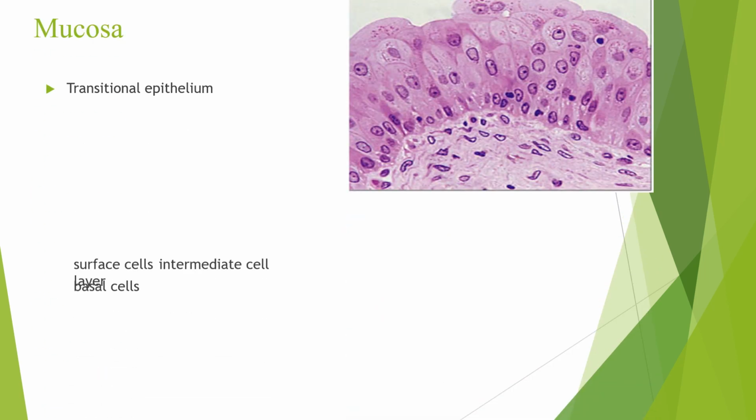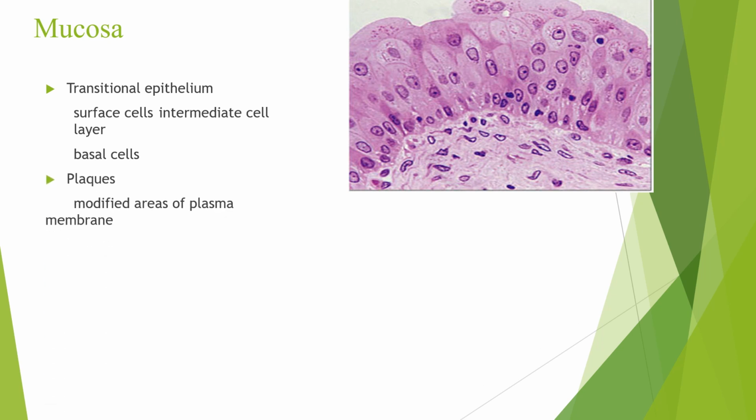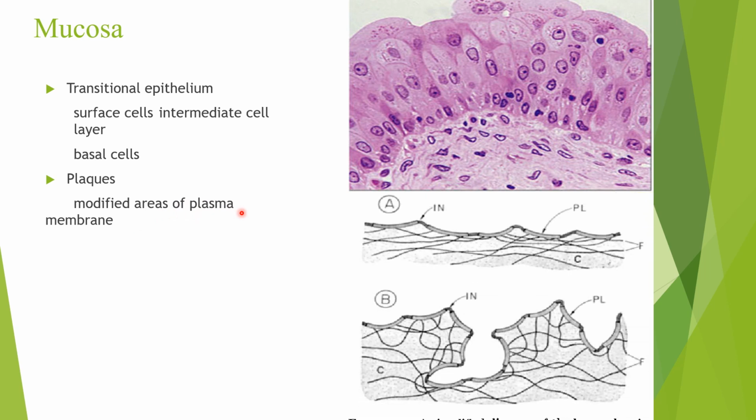Mucosa is formed by the transitional epithelial cells. Histologically this transitional epithelium consists of three layers: the basal layer, the intermediate cell layers, and the apical surface cells. These surface cells have a typical dome-shaped appearance. Many of them are binucleated, and these cells have plaques inside their apical cytoplasm. These plaques are modified areas of the plasma membrane.